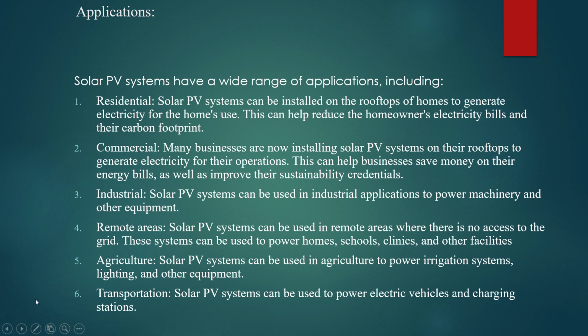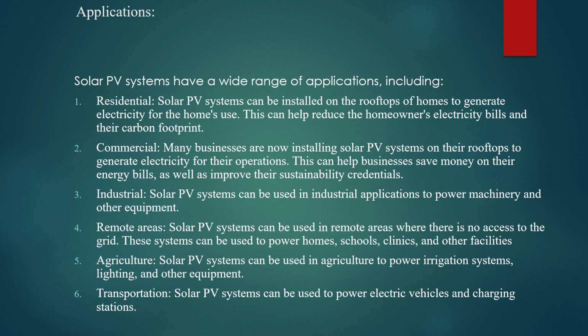Applications of solar PV systems: there are five listed here. First one, residential. A solar PV system can be installed on the rooftops of homes to generate electricity from home usage. This can help reduce homeowners' electricity bills and their carbon footprint. Next is commercial. Many businesses are now installing solar PV systems on their rooftops to generate electricity for their operations. This can help businesses save money on their energy bills as well as improve their sustainability credentials.